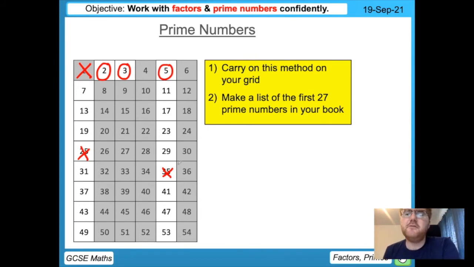So I advise you carry on this method and see if you can make a list of the first 27 primes in your book. I would recommend knowing these off by heart. Now I'm going to circle them for you.